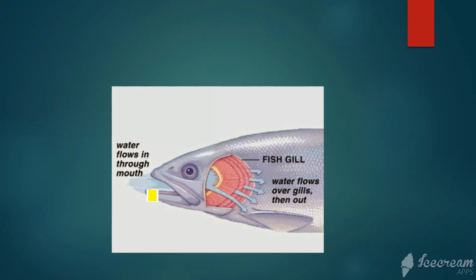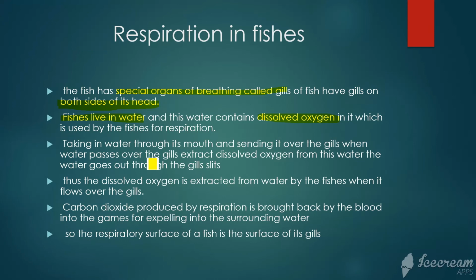पानी जो जिस वाटर में वो रह रही है, she will take the water inside her mouth and then this water will pass through her gills. और जब वो गिल्स से वो वाटर पास हो रहा है, oxygen will get absorbed in these gills और जो water without oxygen that will be moving out from the gills. Okay, so this is how breathing happens in gills. That is how oxygen is absorbed. Thus the dissolved oxygen is extracted from the water by the fish when it flows through the gills.